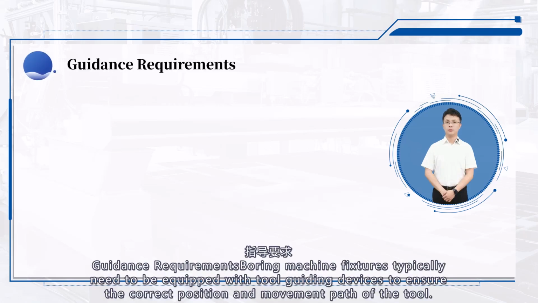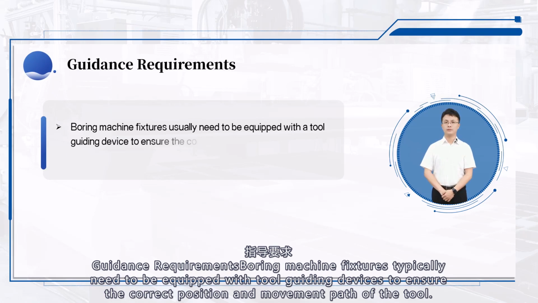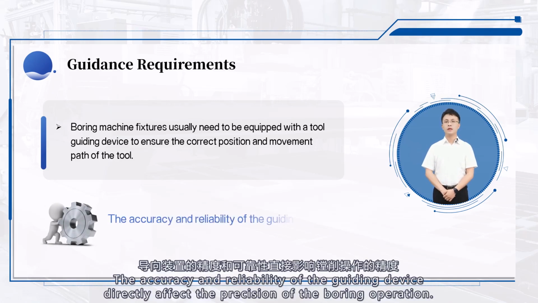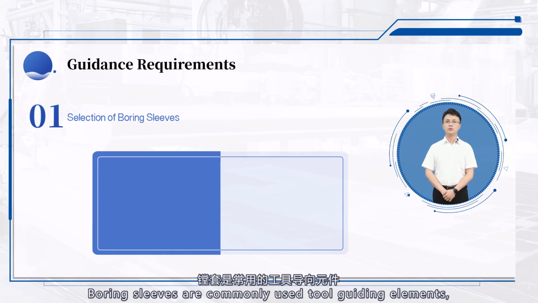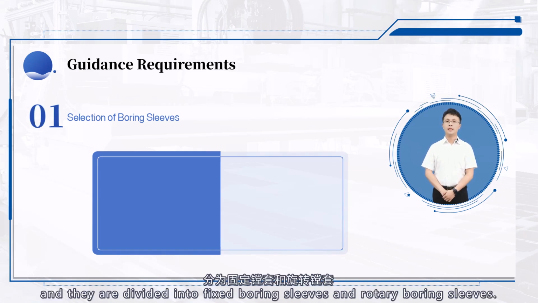Guidance requirements. Boring machine fixtures typically need to be equipped with tool guiding devices to ensure the correct position and movement path of the tool. The accuracy and reliability of the guiding device directly affect the precision of the boring operation. Boring sleeves are commonly used tool guiding elements, and they are divided into fixed boring sleeves and rotary boring sleeves.